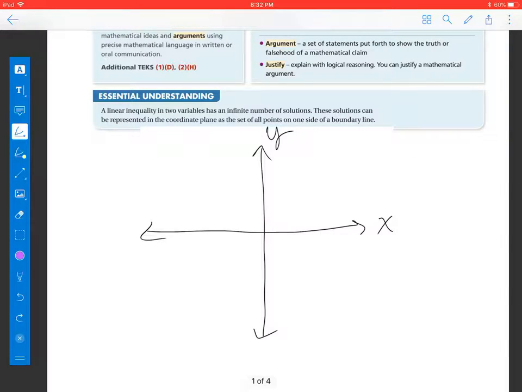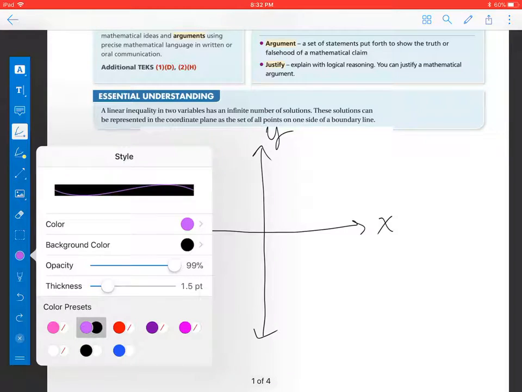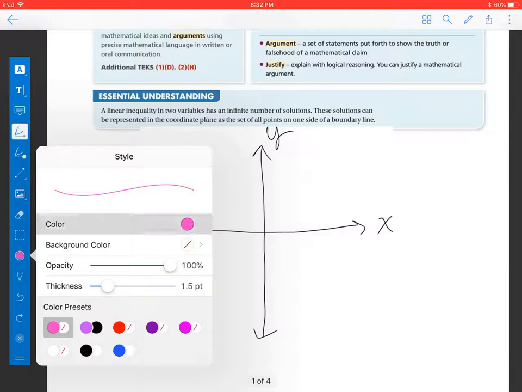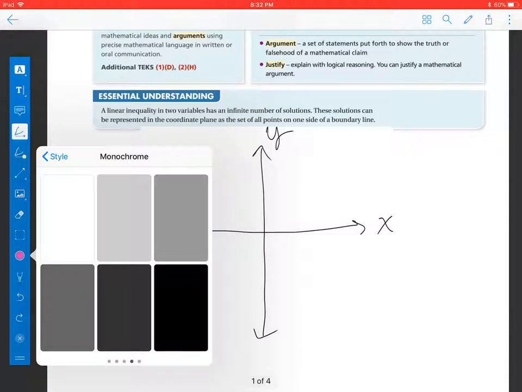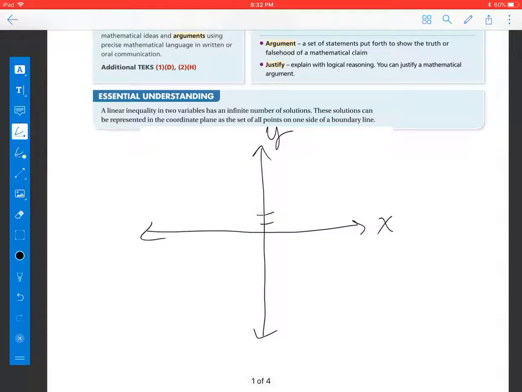Let me change color, technical difficulties. Okay, now we're going to go positive 1, 2, 3, 4, 5 on the y-axis, and negative -1, -2, -3, -4. Then our x-axis is going to be 1, 2, 3, 4, and we have -1, -2, -3, and so on.